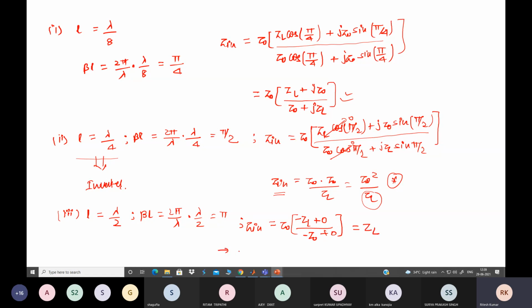So in this case, the input impedance of the transmission line is ZL when the length of the transmission line is λ/2. Means we are getting the input impedance the same as the load impedance. It means that this length of transmission line acts as what? Reflector.